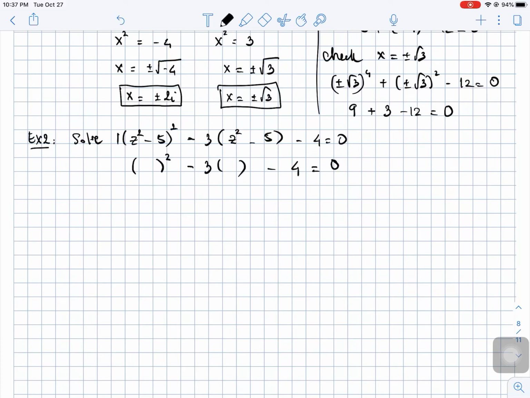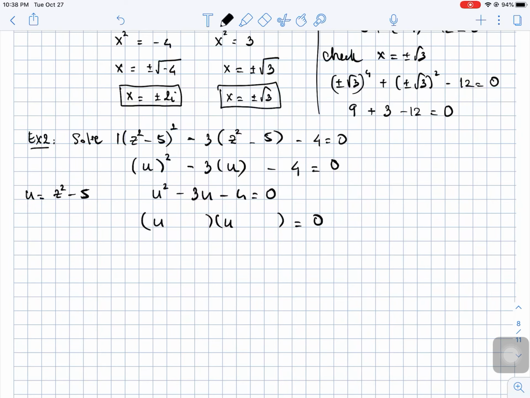Example number 2, solve the equation. We notice that the numbers are 1, -3, and -4, so they represent the a, b, c. Now how can we make this x squared minus 3x minus 4 equals 0? Then the x will be z squared minus 5.